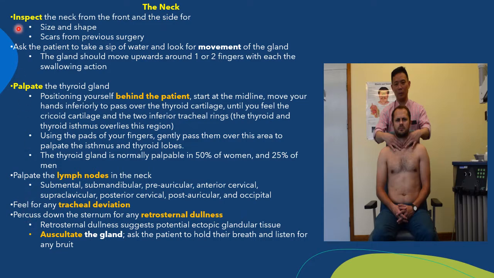Then go on to examination of the neck in general: inspection, and palpation from behind the patient as shown in this picture here. This is how you palpate a patient from behind. Palpate for the lymph nodes in the neck, feel for any tracheal deviation, and percuss down the sternum for any retrosternal extension or dullness.